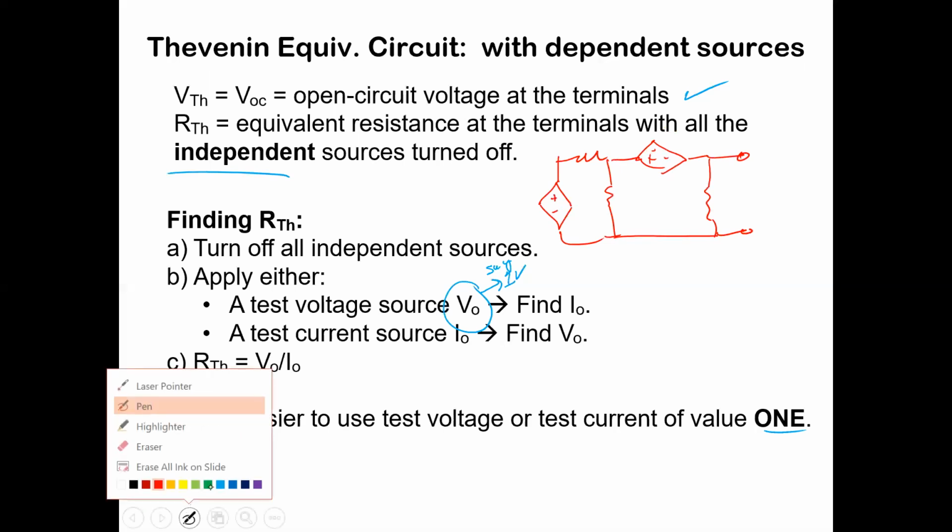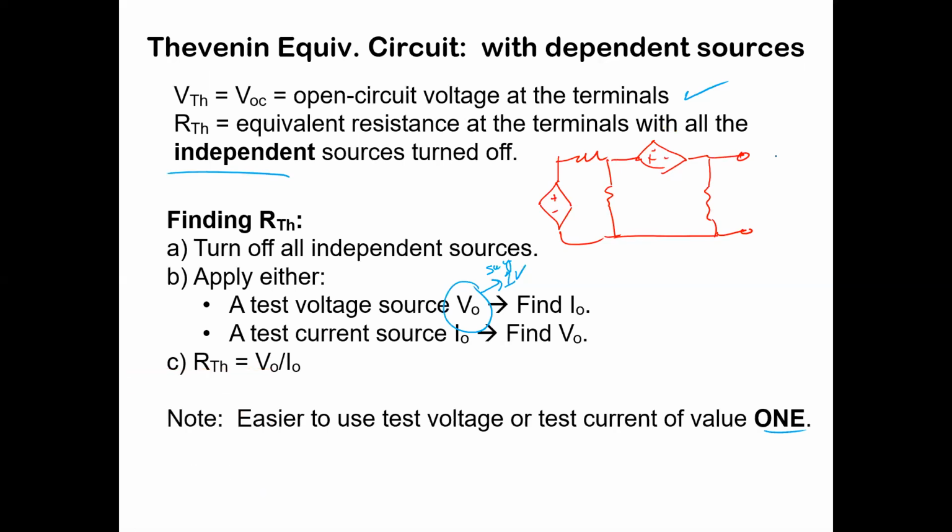What I mean by hooking up a test source is you are connecting something here. Instead of a load, you're connecting your very own source at this point right here. It's going to have a voltage of V0, and you can call it a voltage source and find I0, or you can call it a current source and find V0. When you find that, the Thevenin resistance is just that test voltage V0 divided by I0.